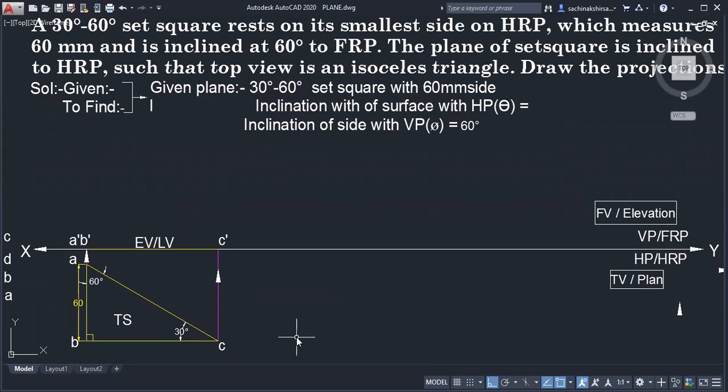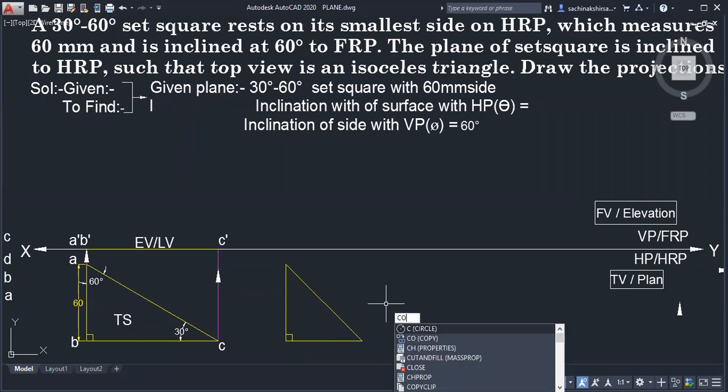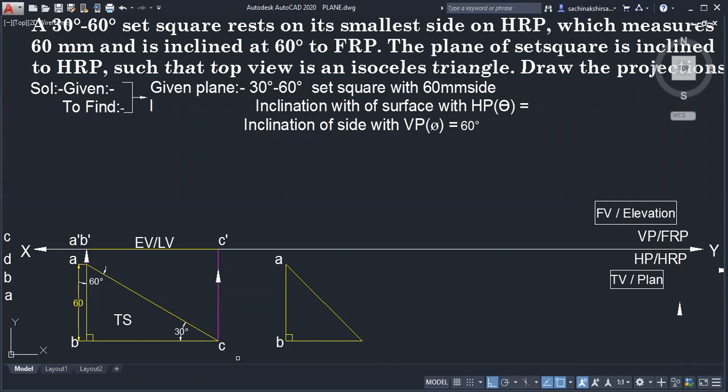So what we will do in top view, we will draw an isosceles triangle of how much length? 60. Okay, so likewise it will be there. I will give names also for this. So it is an isosceles triangle, ABC. So this BC side will show its apparent length, correct? Length of this, what will be the length? AB, as it is, it will remain 60. What will this BC be? Again 60. Correct.